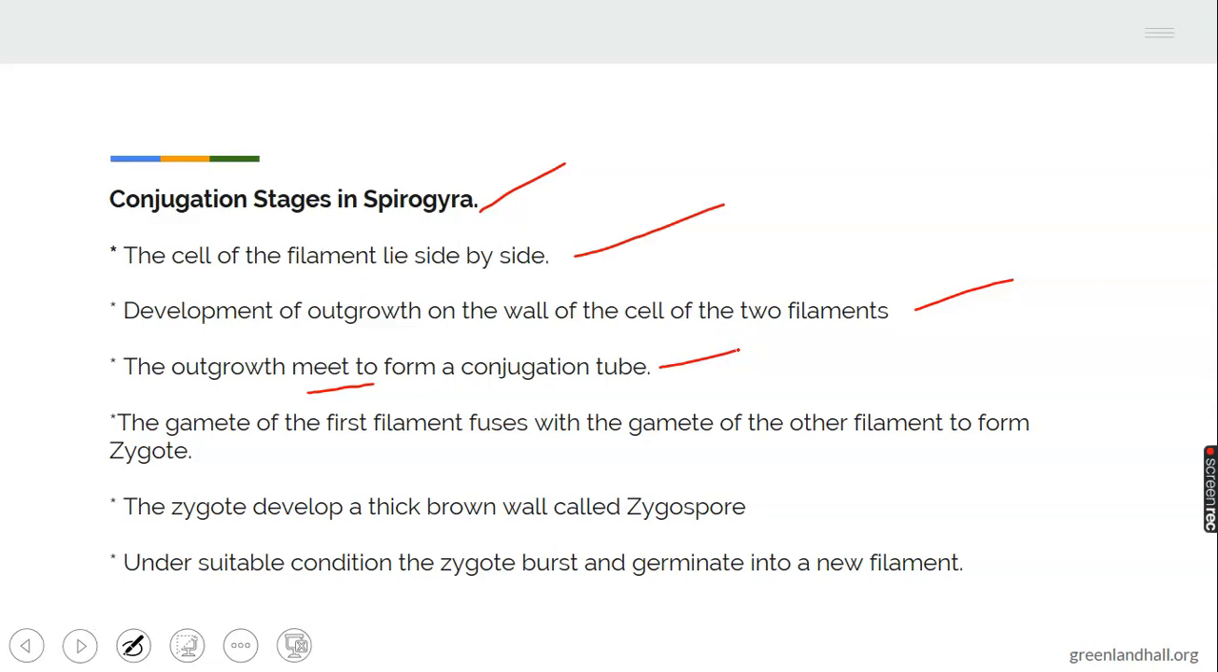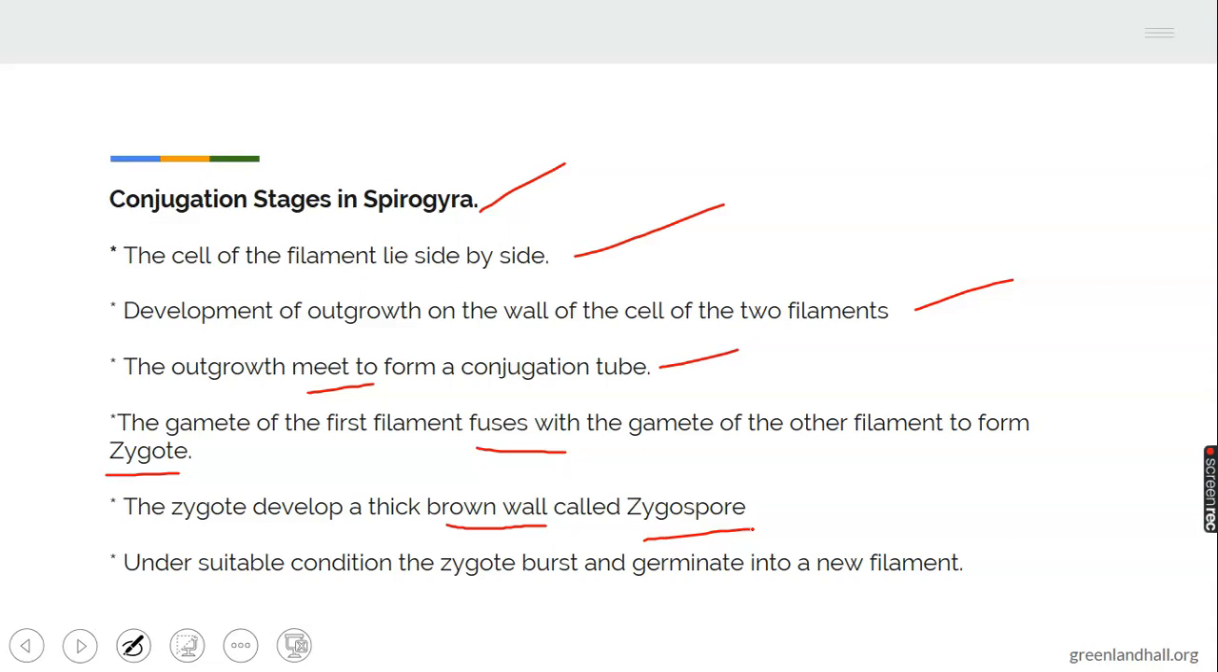The gamete of the first filament fuses with the gamete of the second filament to form a zygote. That is what we call fusion. Not fission, fusion, coming together. The zygote develops a thick brown wall cell structure called zygospore.